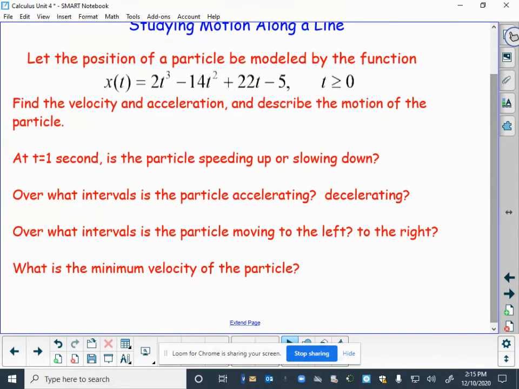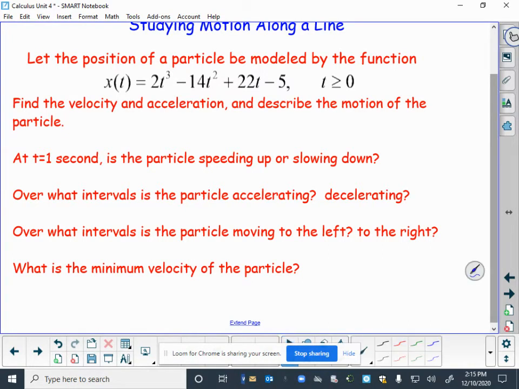All right, a little bit left to go here. Setting motion along a line. Okay. Actually, we'll talk about it here. The position of a particle will be modeled by the function x of t. You can see what it is there. Find the velocity and acceleration, describe the motion of the particle.